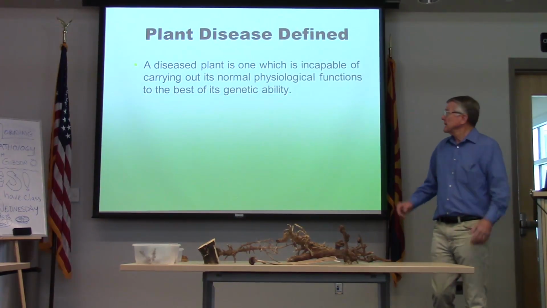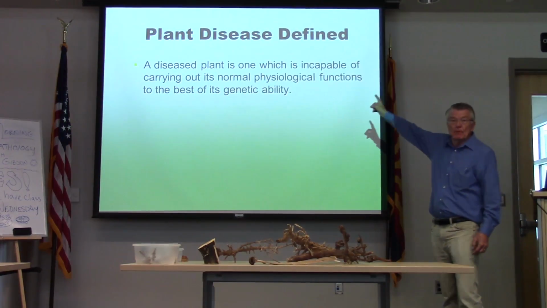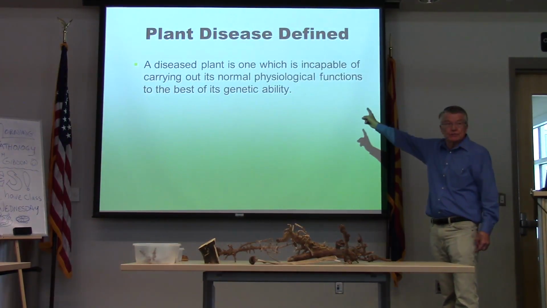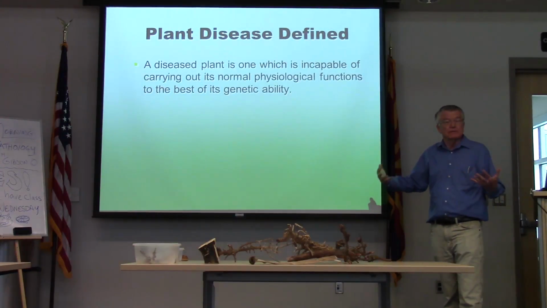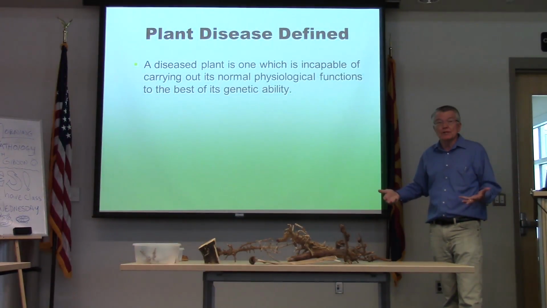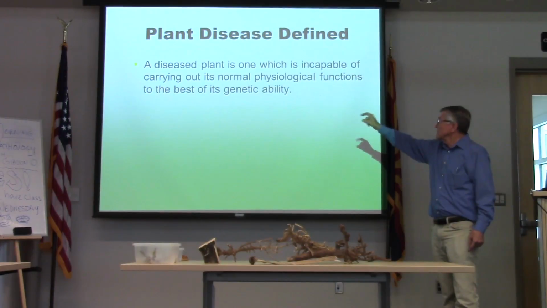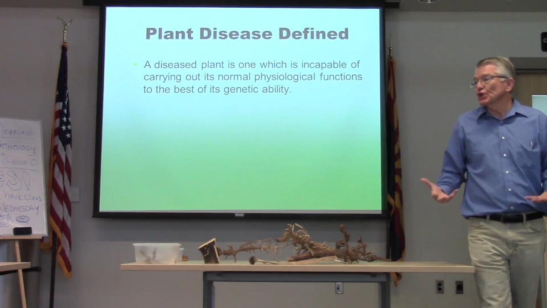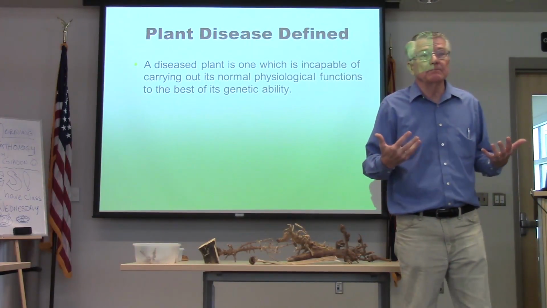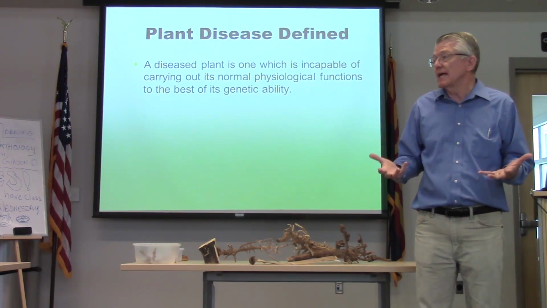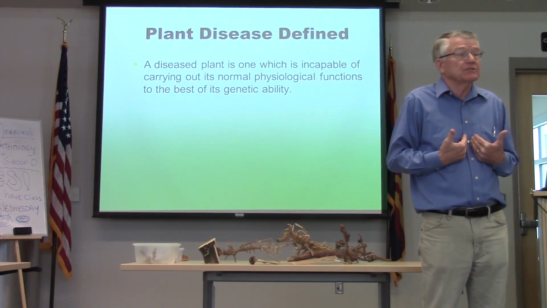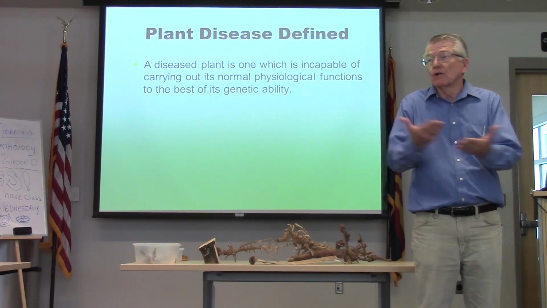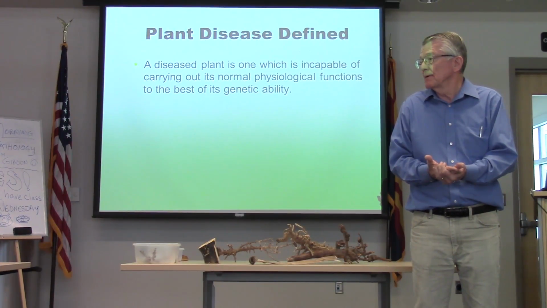A diseased plant is one which is incapable of carrying out its normal physiological functions: growth, development, reproduction, to the best of its genetic ability. All of us, you and I, have a certain sequence of genetic material that makes us distinctly us. And we look around the room and we're all different.